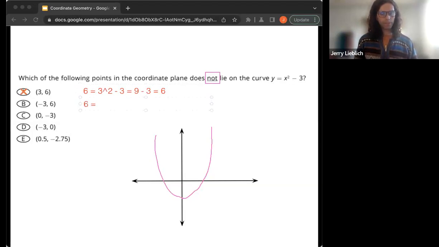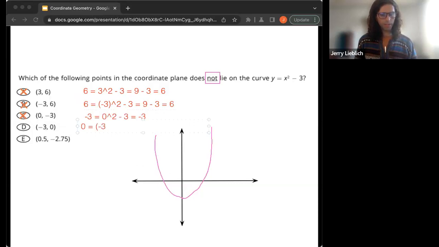6 equals -3 squared minus 3. Again, 9 minus 3 equals 6. That is also on the curve, so again, we don't want it. Here, -3 equals 0 squared minus 3. That also works on the curve. We don't want it.